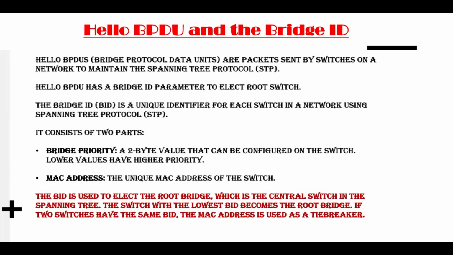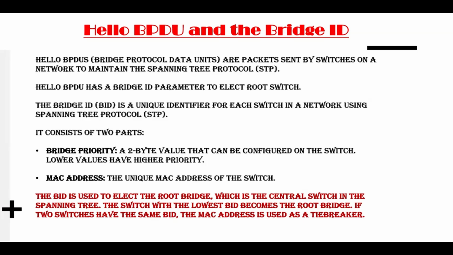The bridge ID, BID, is a unique identifier for each switch in a network using spanning tree protocol, STP. It consists of two parts. Bridge priority, a 2-byte value that can be configured on the switch. Lower values have higher priority. MAC address, the unique MAC address of the switch.